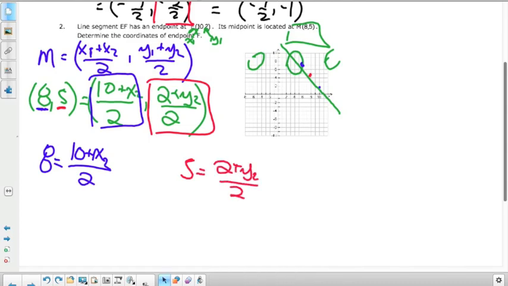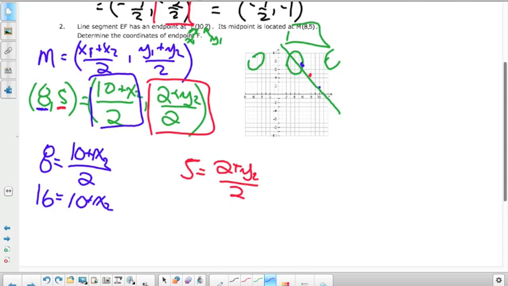And now we're just solving these two little equations. So how can I solve for the one in blue, the one on the left? Look at that 8. Multiply both sides by 2. So you get 16 is equal to 10 plus x2.